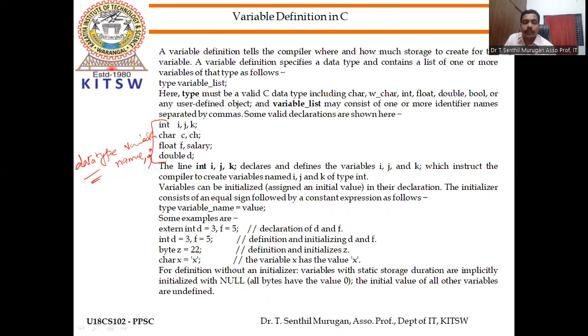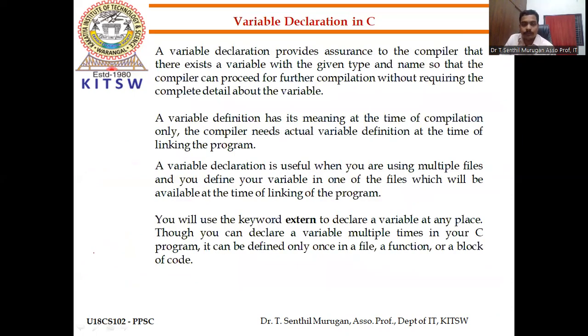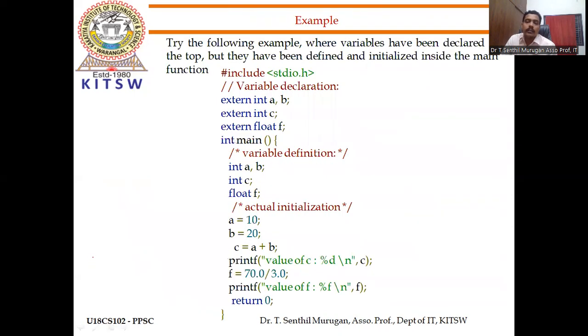And assigning the value of the variable, you can assign the values also. For example, int d and f, you can assign values. This is variable declaration. You can assign the values also. Initialization: d equal to 3, f equal to 5. So this is the initial value. You can define the values for the variables also. This is a simple program for variable declaration.